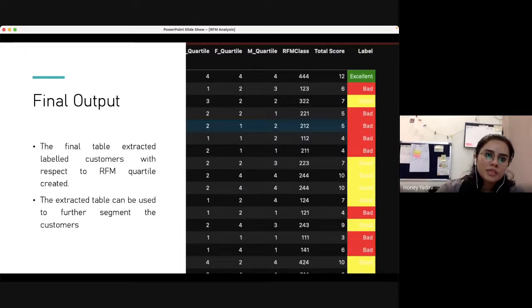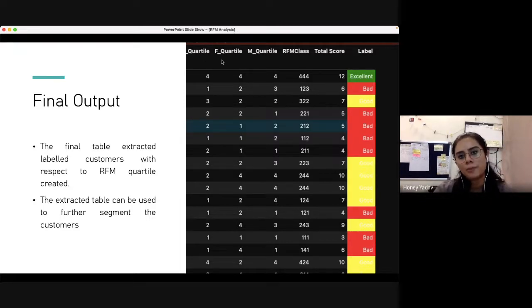This is what your final output will look like. As I told you, we will be calculating the RFM score, and on the basis of those scores we will classify the respective quartiles: the R quartile, the F quartile, and the M quartile. Then we will fit the quartiles into the class. This will be the RFM class, and the total score of the RFM class will give you the labeling for your customers, which you will label excellent, bad, or good. This is how we calculate the RFM class, and then the respective total score of this RFM class.